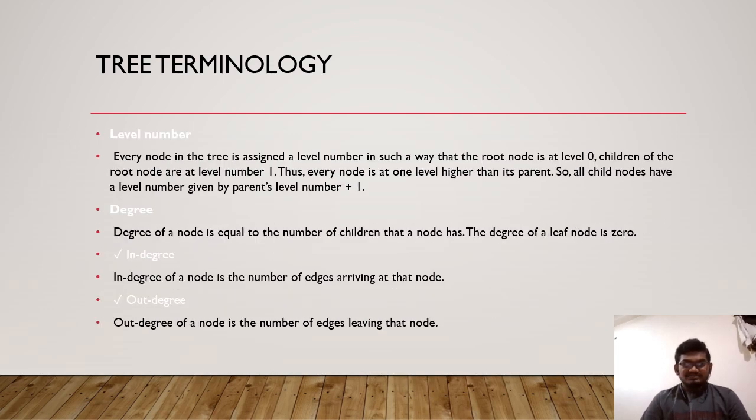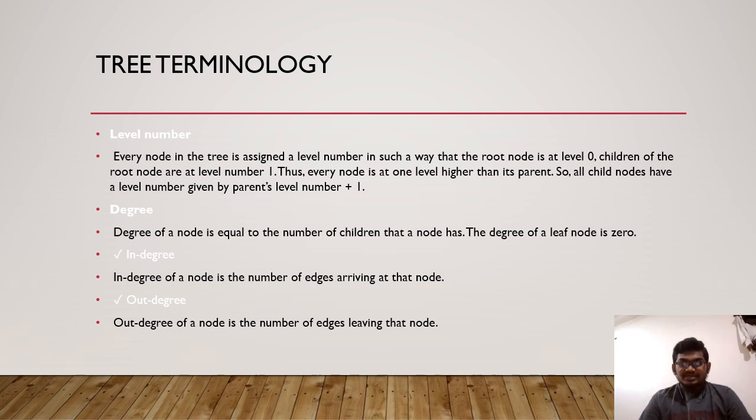Tree terminology. Here are some of the other terms which we use in trees. Level number: every node in the tree is assigned a level number in such a way that the root node is at level 0. Children of the root node are at level number 1. Thus, every node is at one level higher than its parent. So, all child nodes have a level number given by the parent's level number plus 1.